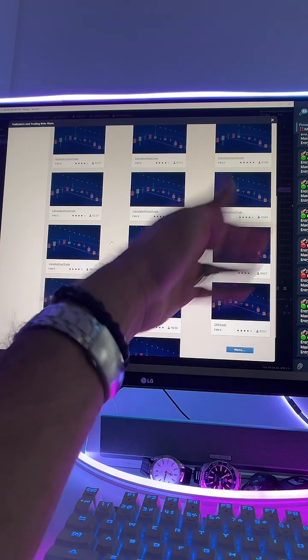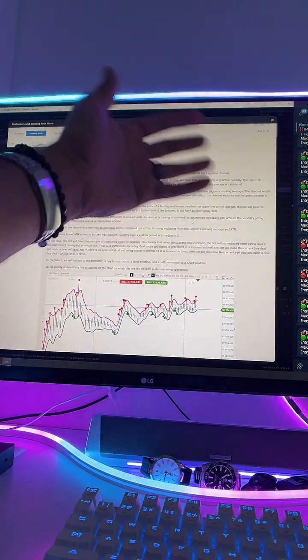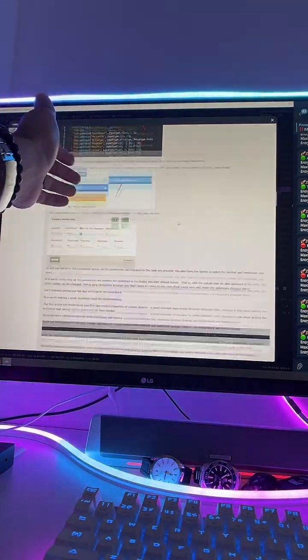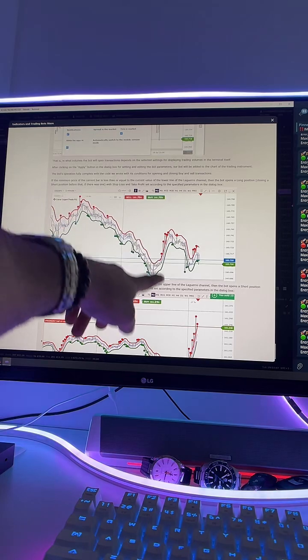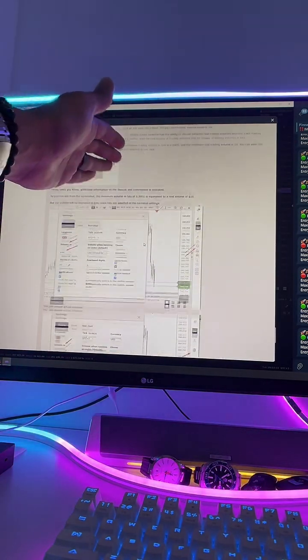So let's say we select anyone, this canal lagger trade. It gives you an explanation of what this bot does, where it would enter a buy trade, where it would enter a sell trade, all of the information about it. So it'll show you like, over here, this is where you can set your stop loss and take profit.